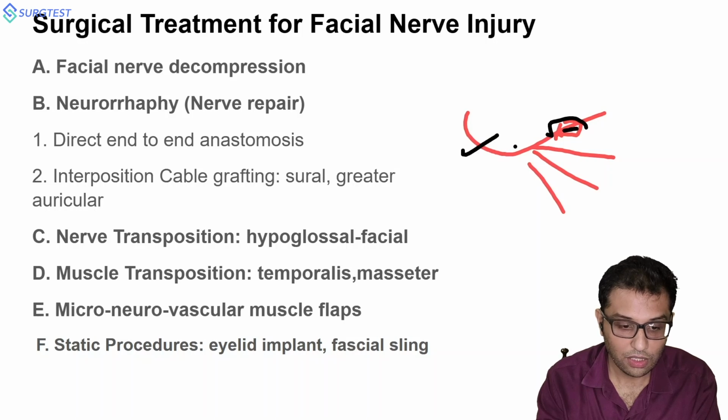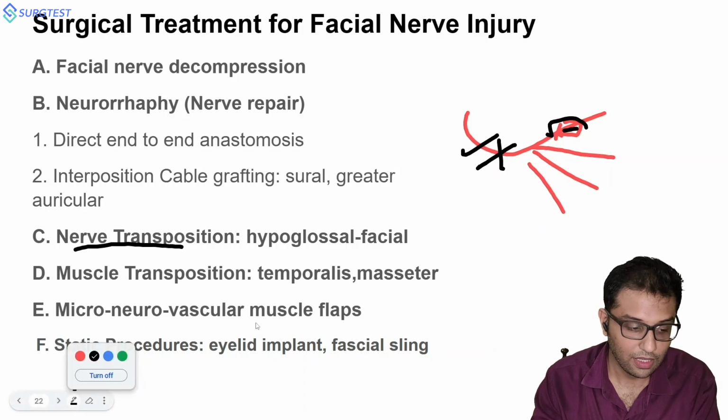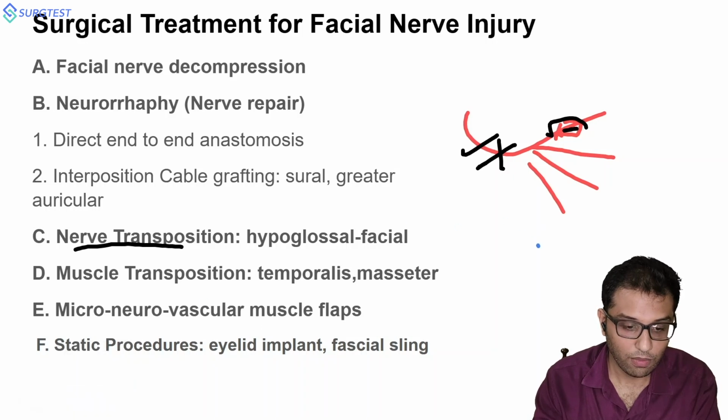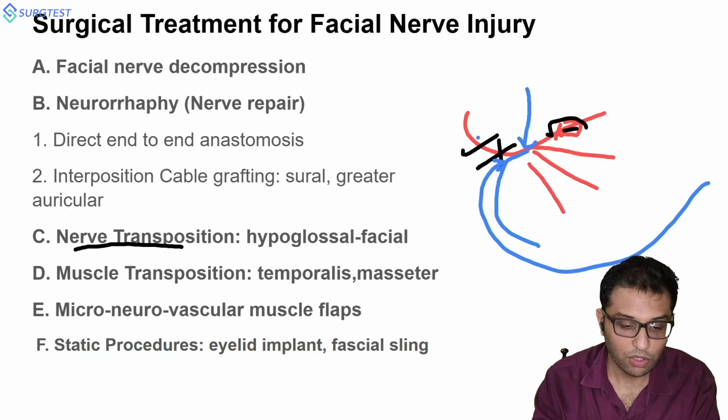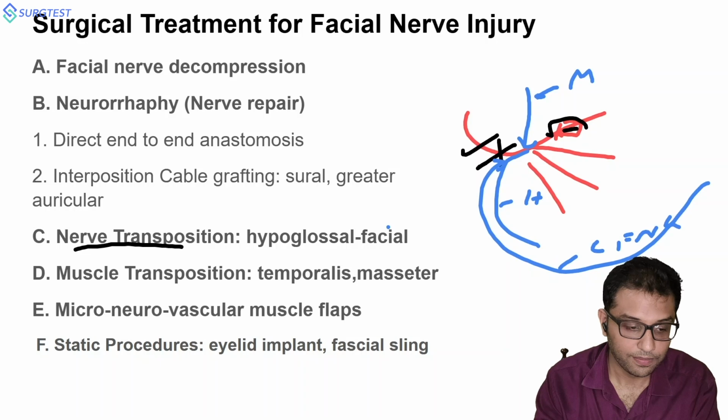If this current is not working, then you have to use nerve transposition techniques. That is, you have to get current from some other area, like the hypoglossal nerve or masseteric nerve or a cross facial nerve graft. So if the proximal nerve is not working, you have to provide other sources of current like a masseteric nerve or a hypoglossal nerve or a cross facial nerve graft.